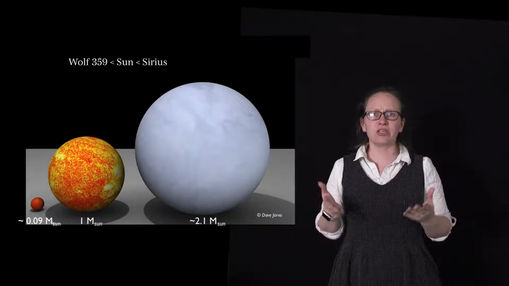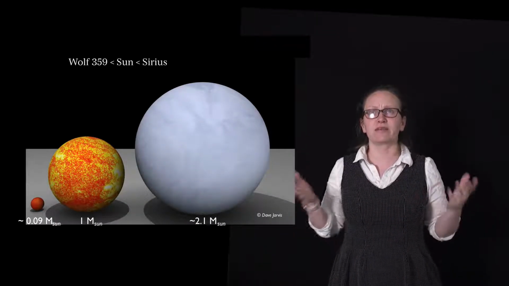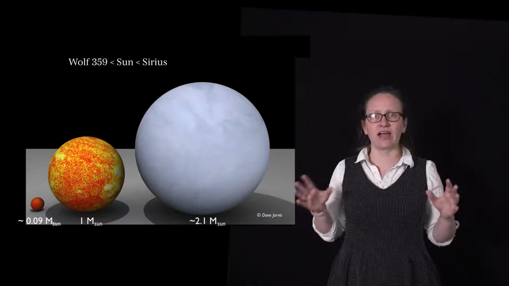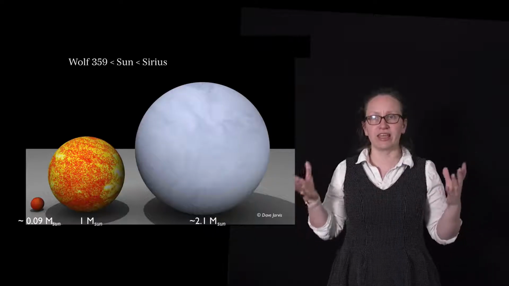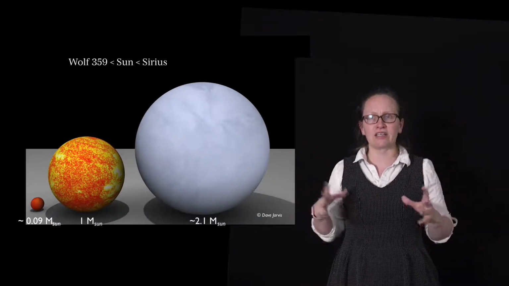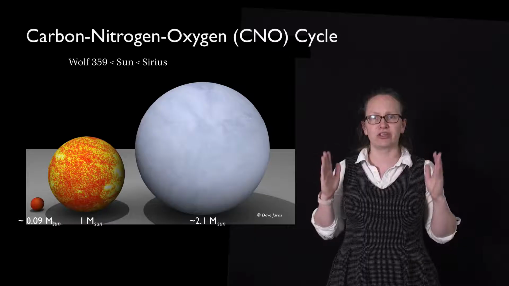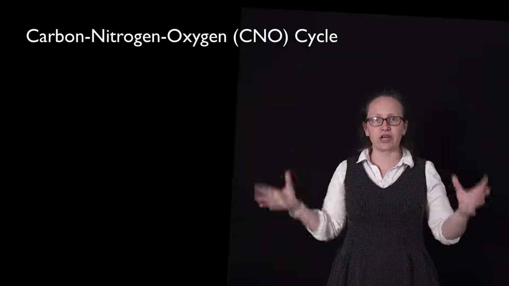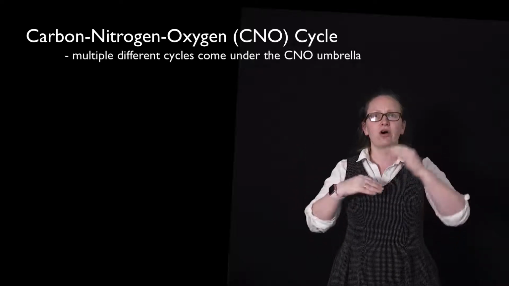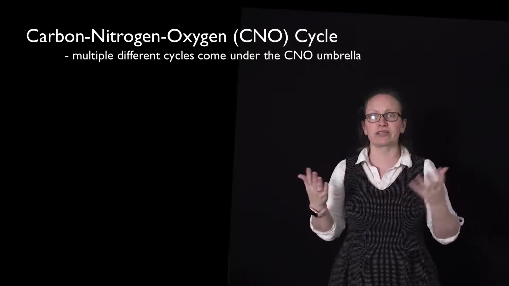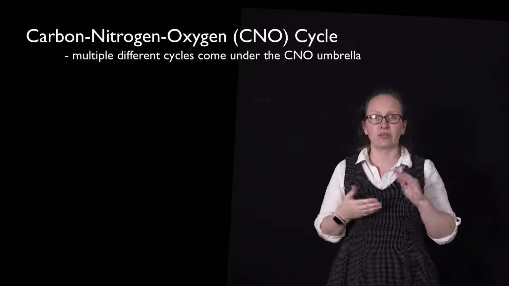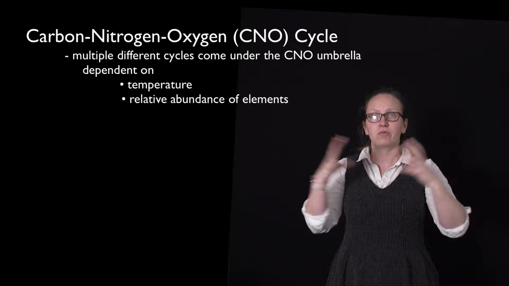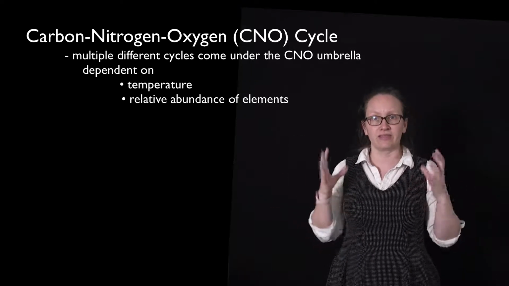Now, in stars which are around about 1.3 times more massive than our sun, or heavier, the proton-proton chain is not actually the major way of producing energy. Rather, these stars will work off the carbon-nitrogen-oxygen cycle. Now, the carbon-nitrogen-oxygen cycle isn't just one cycle. There's a whole range of different cycles which can take place depending upon the temperature and the relative abundances of the different elements within the sun that we're considering.